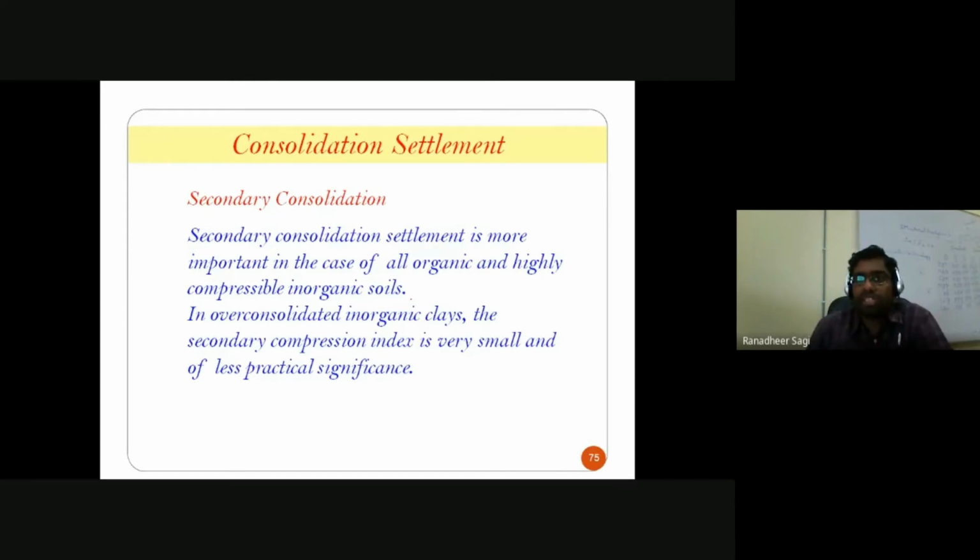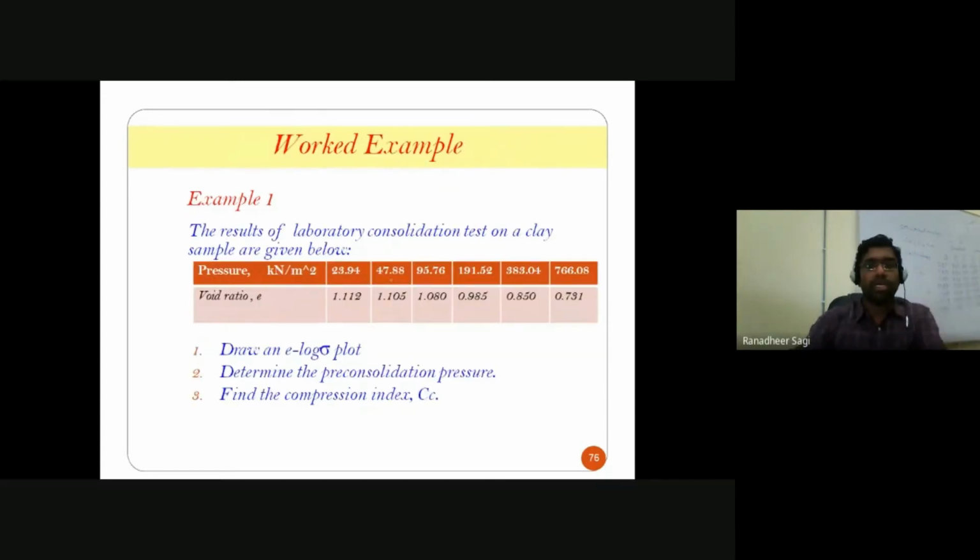But in the case of over consolidated inorganic soils, or maybe normally consolidated inorganic soils to some extent, the amount of secondary consolidation settlement is relatively small, or almost negligible. So when it comes to organic soils or highly compressible inorganic soils, we try to focus on understanding exactly how much secondary compression settlement we come across. Okay, so let's go ahead and solve a couple of problems related to the concepts we have talked about in the last 3-4 lectures.